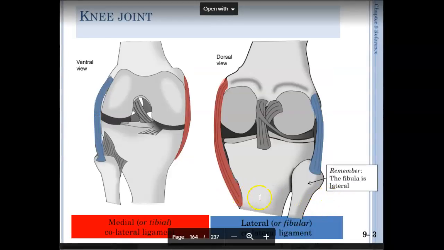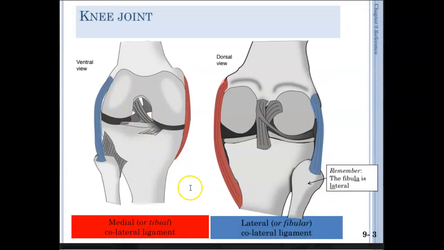Moving over to the knee joint. So here's looking at it from a ventral perspective, and here's looking at it from a dorsal view.